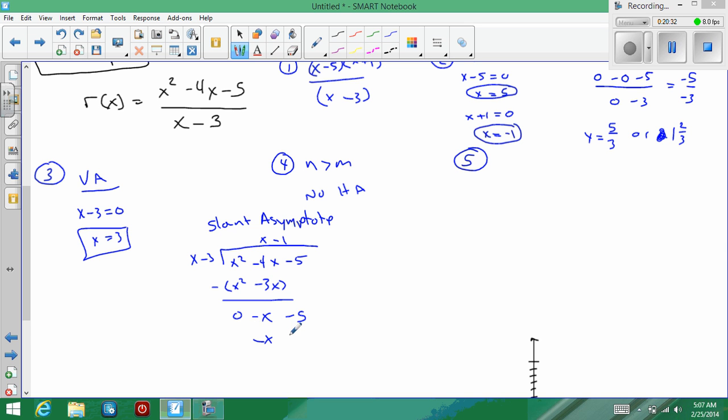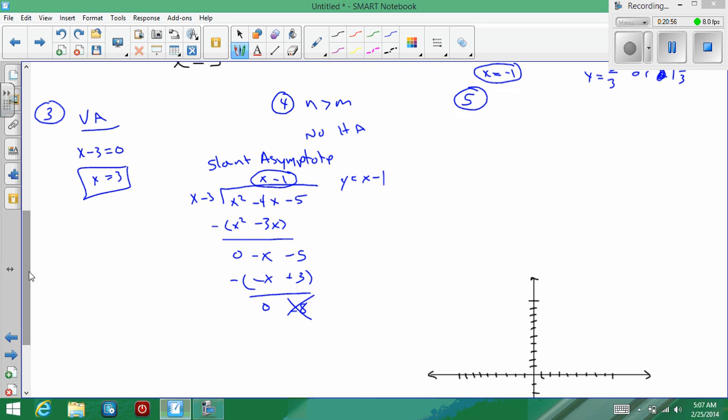Distribute that to the 3, I get positive 3. I'm going to subtract going straight down. I get 0 and negative 8. So what I'm looking at is just the x minus 1. I do not need the remainder. So my slant asymptote is y equals x minus 1. Okay? And step number 5 are those additional points that I might need to help shape my graph.